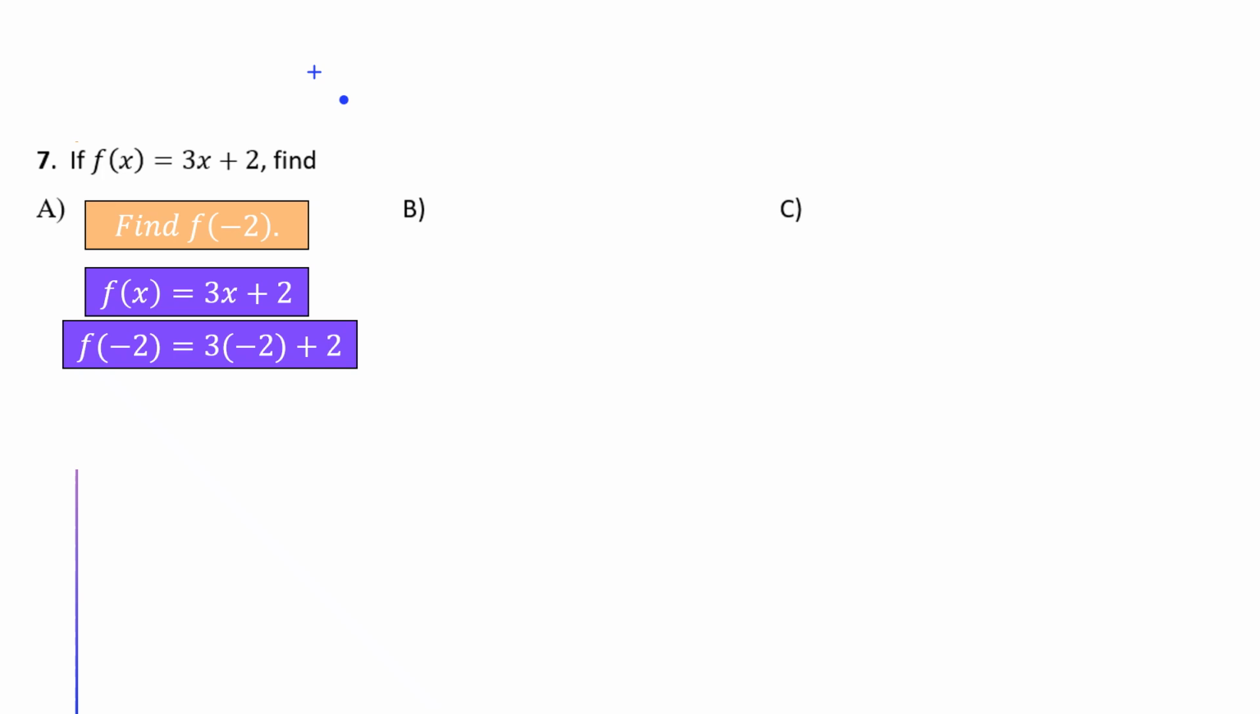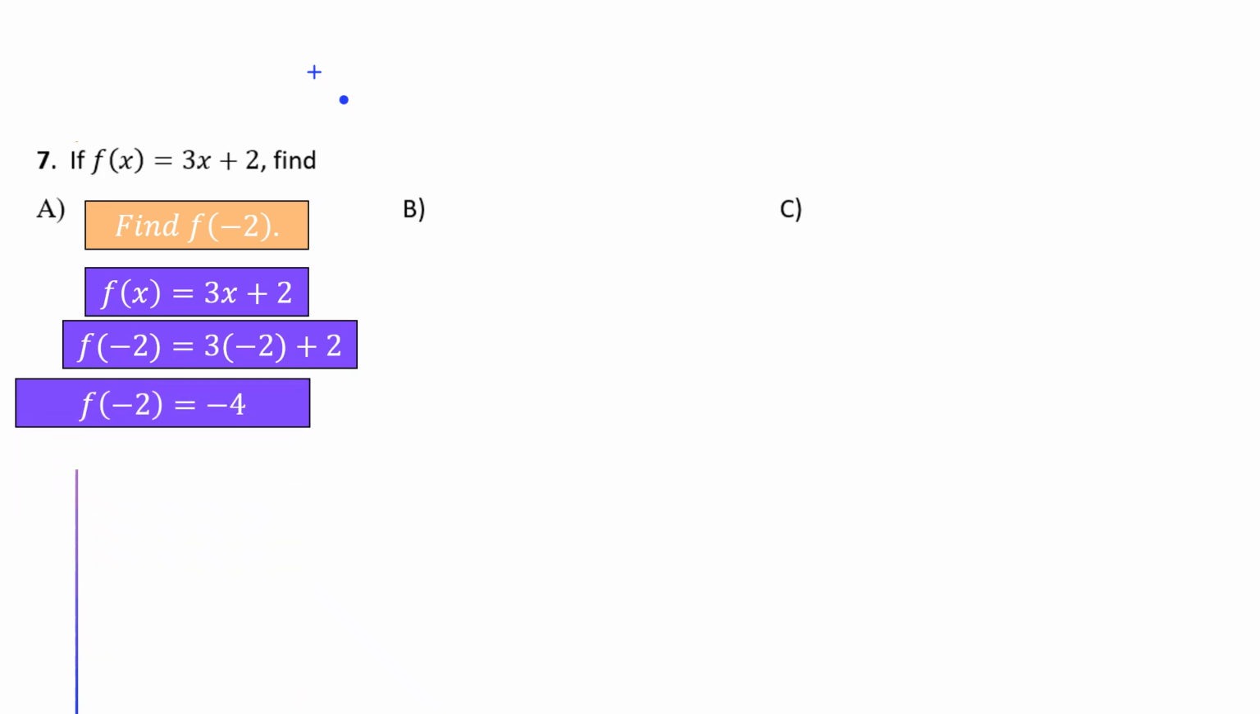And remember, there's nothing to evaluate on that left-hand side because f of negative 2 just means what is the function value when x is negative 2. So I'm not evaluating anything on the left-hand side, just the right-hand side. So use your order of operations to evaluate on that right-hand side. F of negative 2 would be negative 6 plus 2 or negative 4.